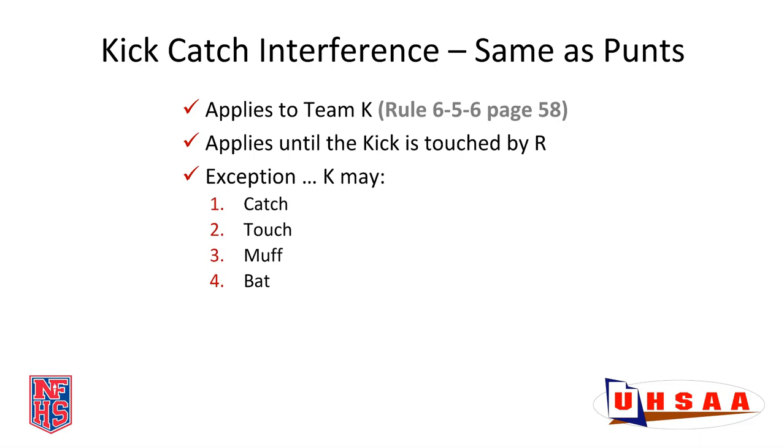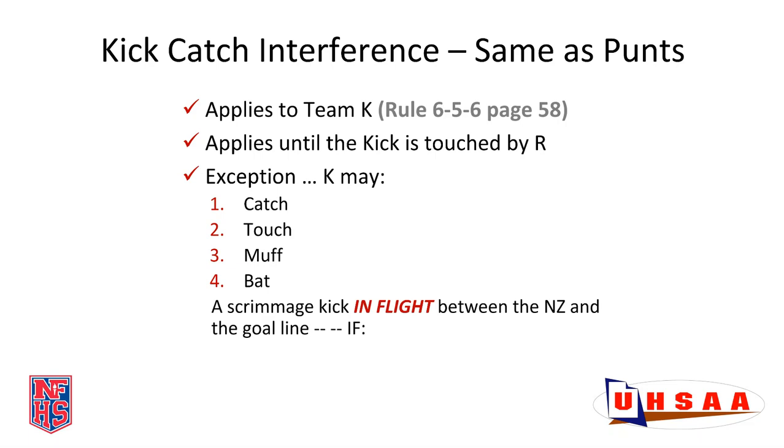K may catch, touch, muff, or bat the ball in flight between the neutral zone and the goal line if no R player is in position to catch the ball. So they may do this. Unlike a free kick, these things may occur if there's no R player in position to make the catch.